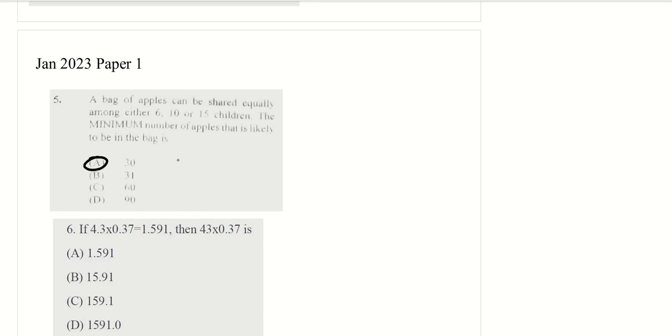You do that for the rest of them, and then because I believe 6 could go into 60, 10 could go into 60, and 15 could go into 60. However, between 30 and 60, what is your smaller number? 30, so 30 would be your LCM.